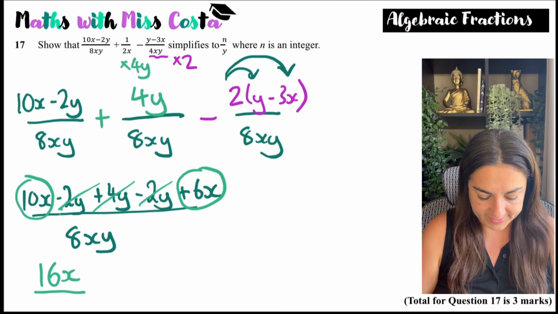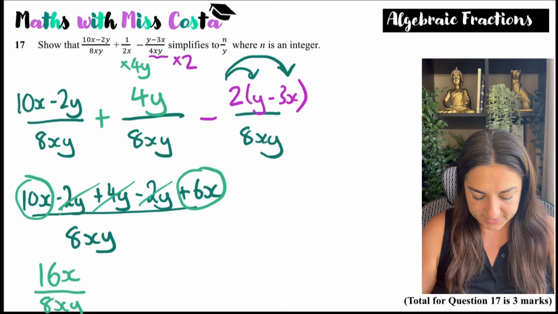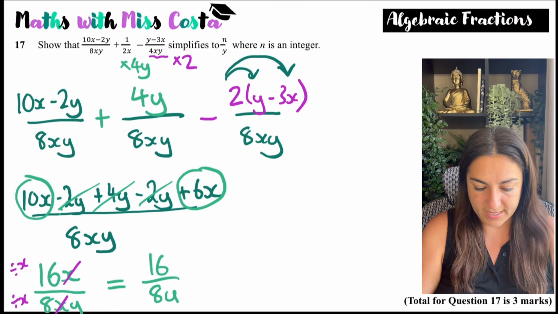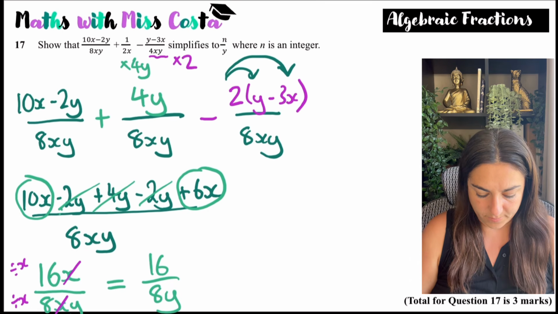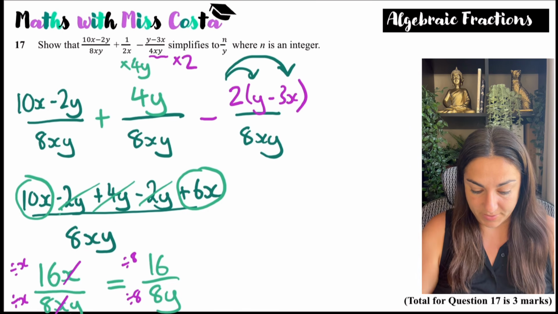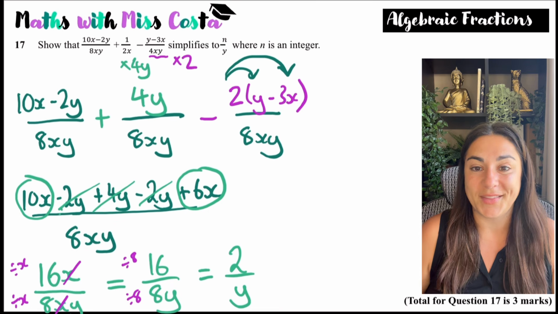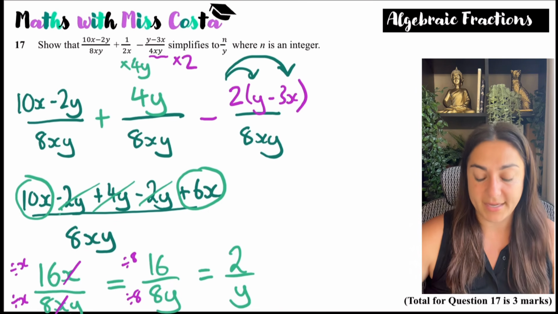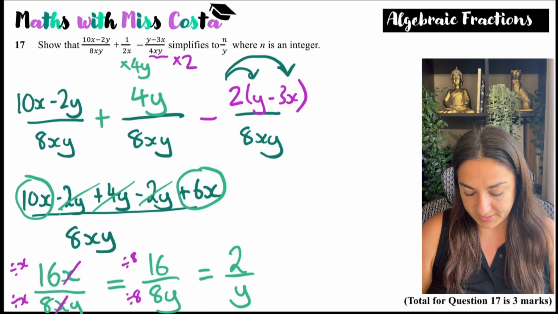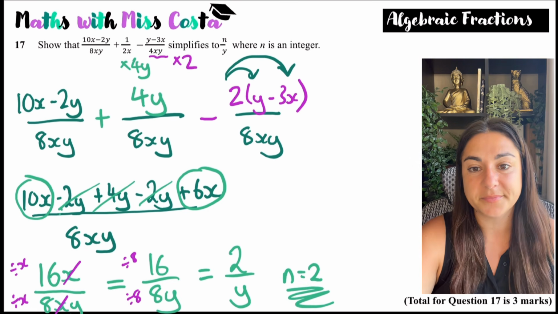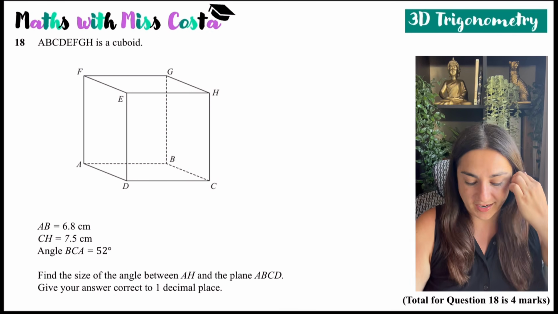You'd be left with 16x over 8xy, which let's simplify that. So I can divide by x, and that would leave me with 16 over 8y. And then what I can do is I can divide by 8. So 16 divided by 8 is 2. So I'd be left with 2 over y. So that's how we'd show each step of our working in order to lead to that conclusion. And we could say that n is 2, but what you want to do is show your method and then how it cancels.